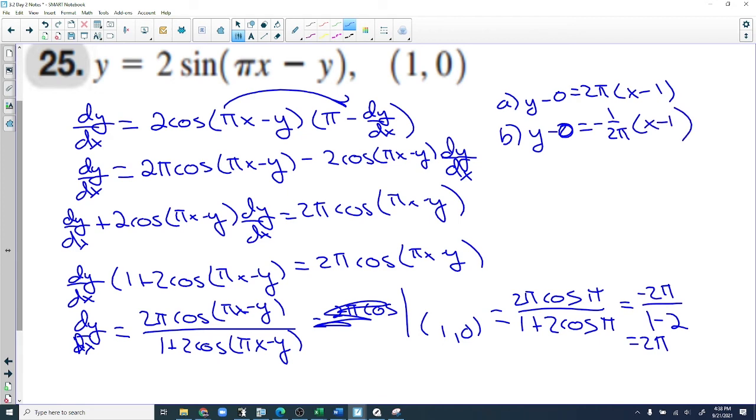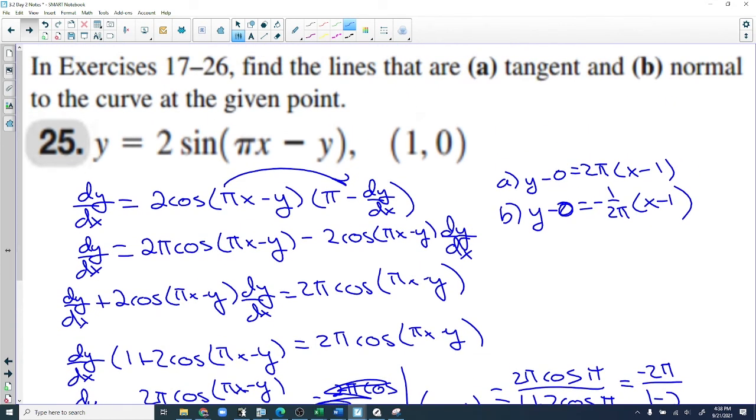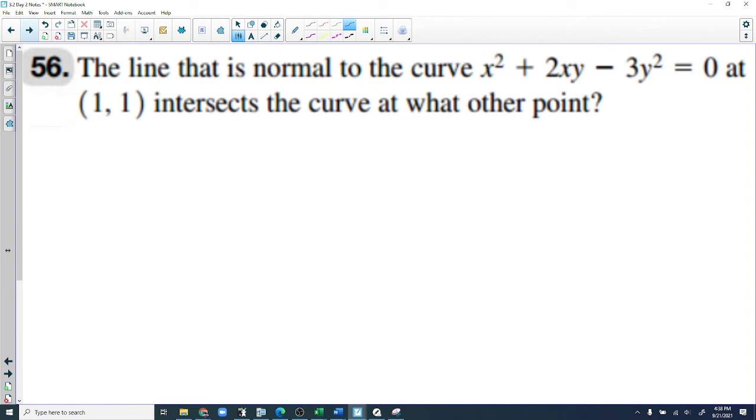And I got to look at the instructions. Do they want tangent and normal? Yep, got it. The line that is normal to the curve at (1, 1) intersects the curve at what other point? Let's get the equation of the normal.